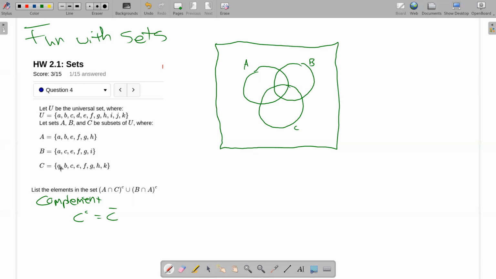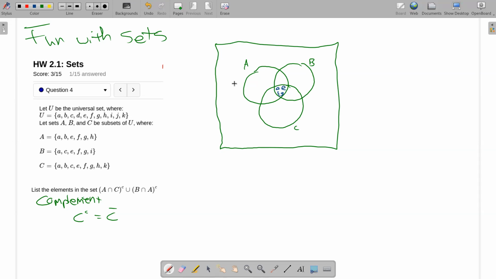We have an A in all three, so that A is going to go here. Not B, not C. Looks like they have E in common. F is in common. Oops, I overlapped there. I should have drawn this bigger. F. G is in common. H is not, and I've gone through all the letters that are in A that are common with B and C. So it looks like all three have A, E, F, and G in common.